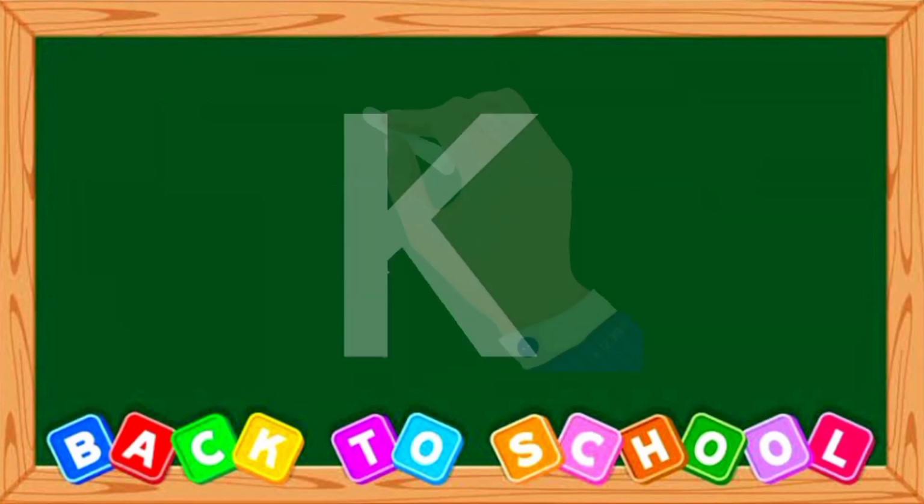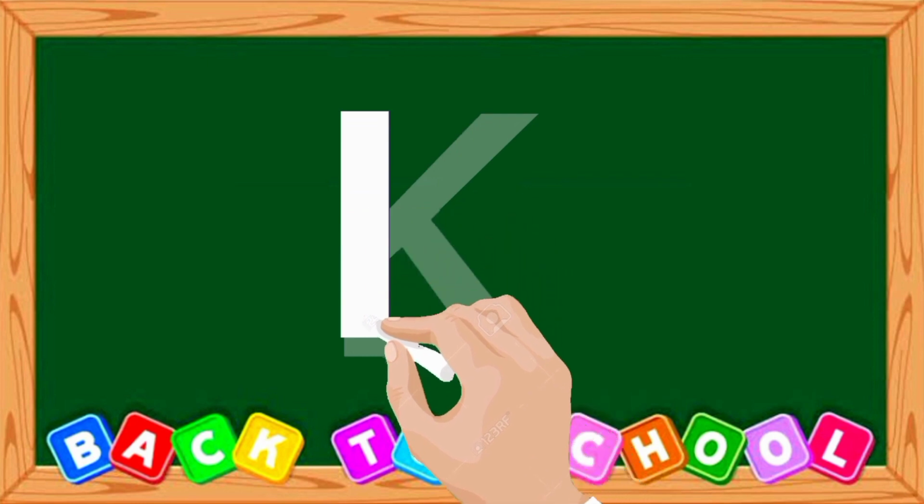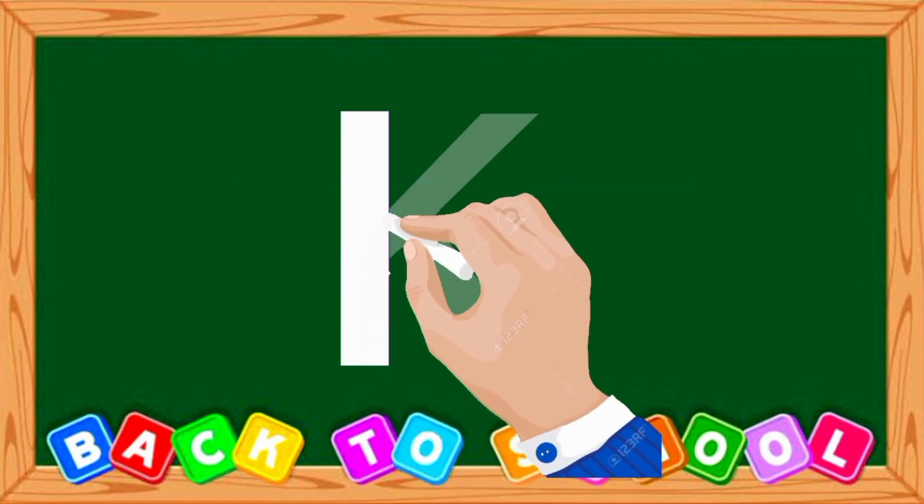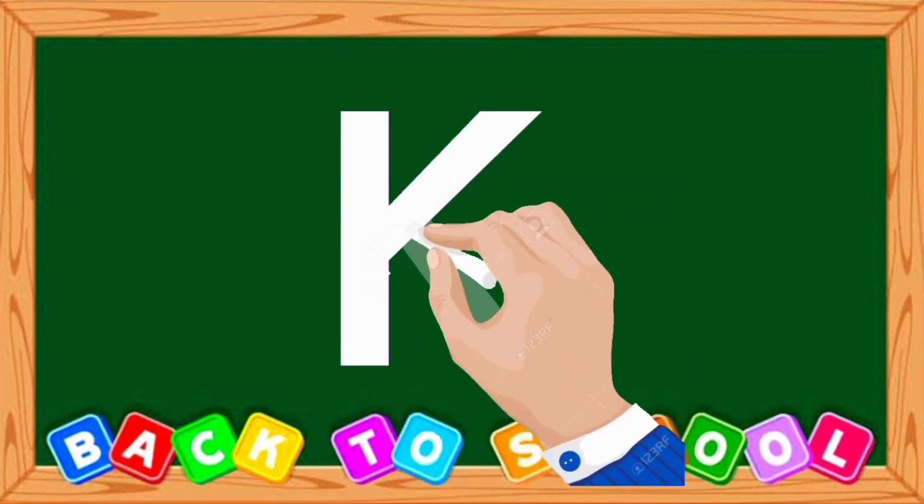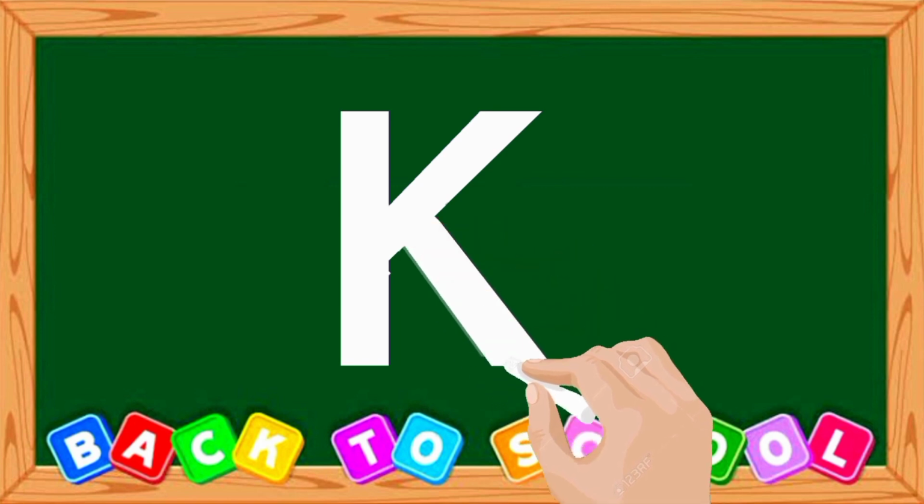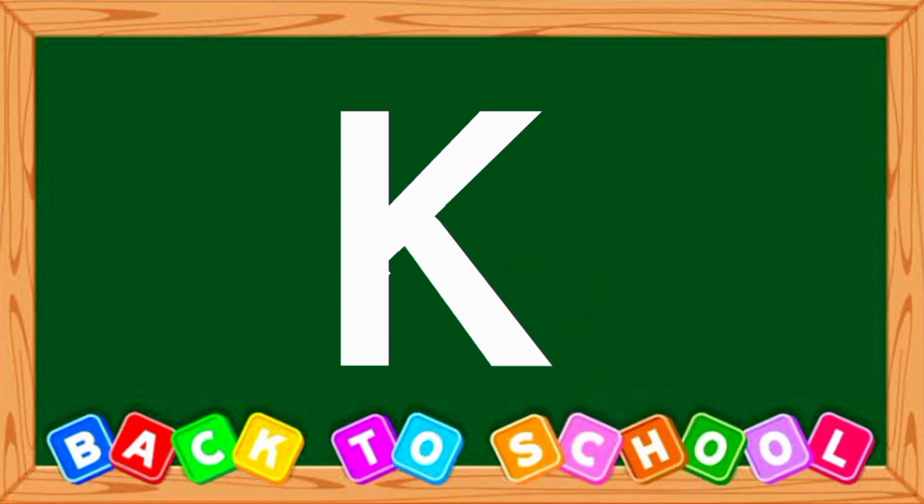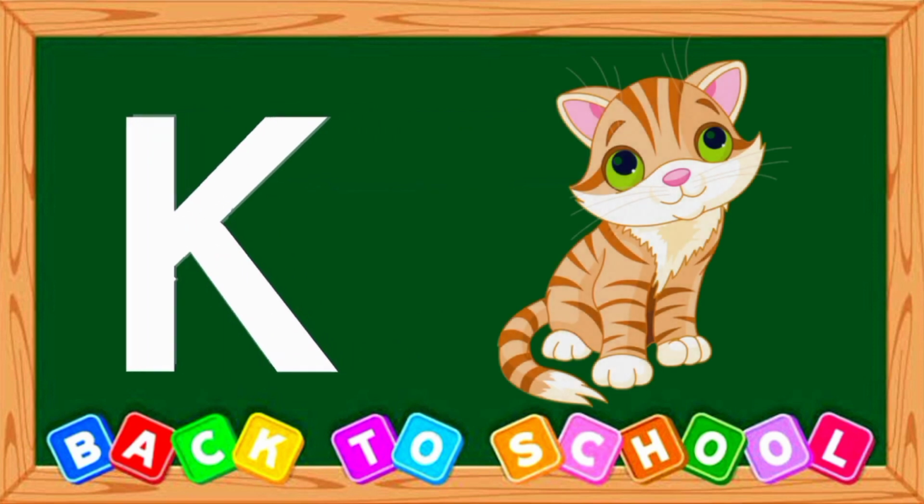Letter K. One standing line and one slanting line towards the top and a slanting line towards the bottom makes my letter K. K says K as in kitten.